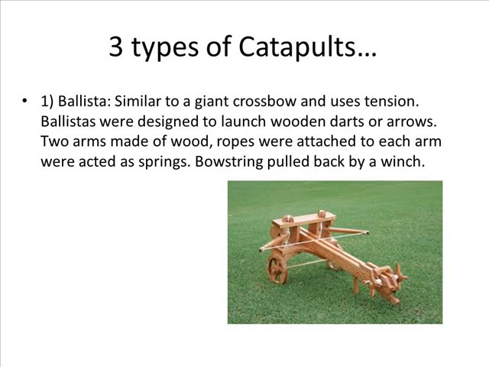So there are three main types of catapults, and the first is a ballista. It's similar to a giant crossbow and it uses tension. Ballistas were designed to launch wooden darts or arrows, and there are two arms made of wood, and there are ropes attached to each arm, and they act as springs. The bowstring is pulled back by a winch and then released.